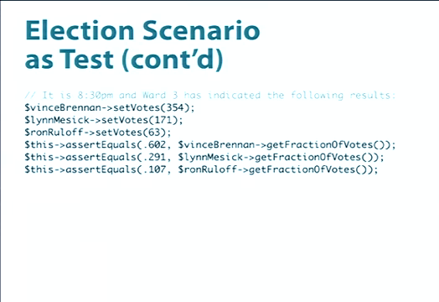Next part of the scenario is, it is 8:30 p.m. and Ward 3 has indicated the following results. Here I've deviated a little bit from the scenario, in that in the scenario, it lists both the number of votes and the percentage of votes for each candidate. But that would be silly. We don't want to set the votes and percentage. We should just set the votes and calculate the percentage. So as you can see, for each candidate, I've set the number of votes that they received. And then I have an assertion on the get fraction of votes method, just to make sure that it's calculating them correctly. So that Vince Brennan has 60.2%, Lynn Mizik has 29.1%, and Ron Ruloff has 10.7% of the votes.